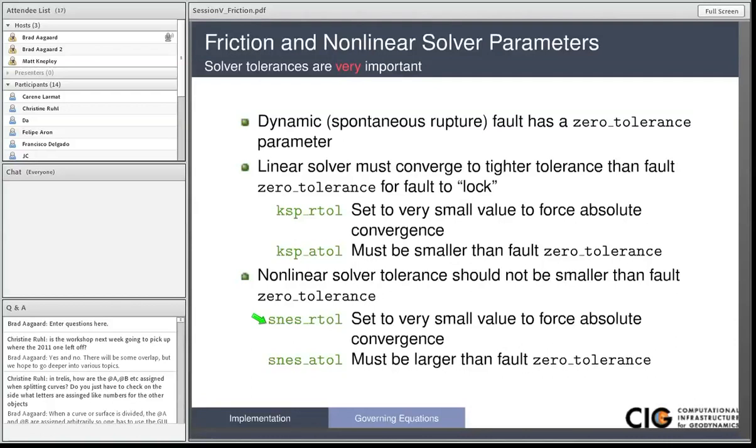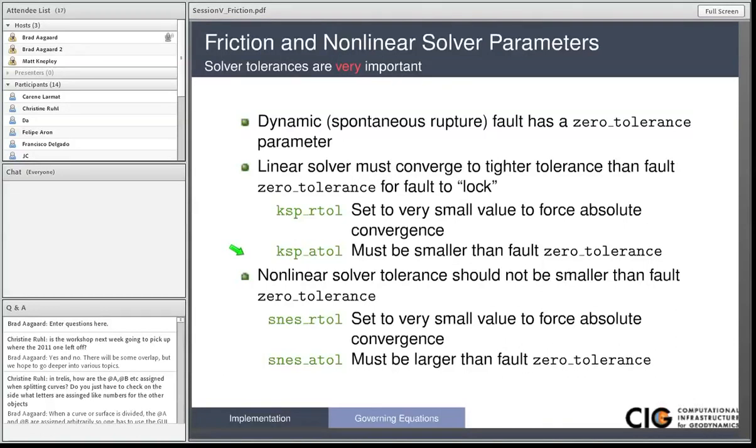So we set our relative tolerance to a very small value to force the absolute tolerance to be the one that is used. So it'll hit the absolute tolerance criteria first. And so we want our nonlinear solve absolute tolerance to be 1 or 2 orders of magnitude larger than our zero tolerance. So, in terms of order of magnitude, our zero tolerance will be 1 to 2 orders of magnitude bigger than our linear absolute tolerance, and our nonlinear absolute tolerance will be 1 to 2 orders of magnitude bigger than our zero tolerance.